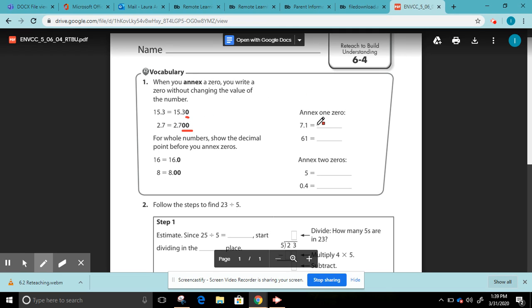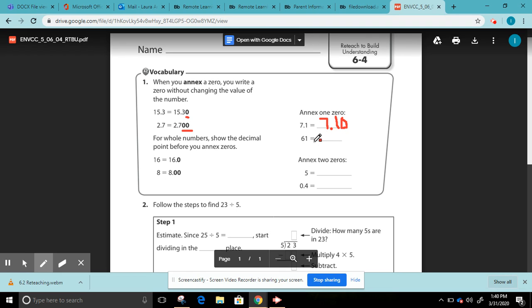Okay, so let's try it. 7 and 1/10, right? So we're going to annex 1 0. And when they tell us to annex a 0, they want us to annex it at the end of the number. Whoop, I forgot my 1 in there. Sorry about that. Oh, this is messy now. So 7 and 1/10, and I'm going to annex a 0 here. And now it's going to be 7 and 10 hundredths.